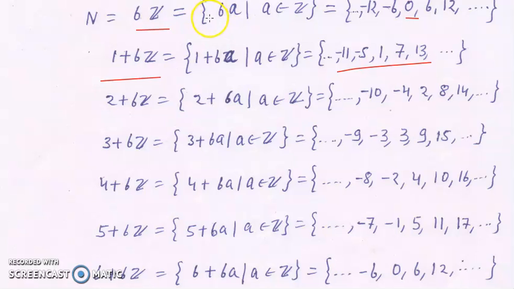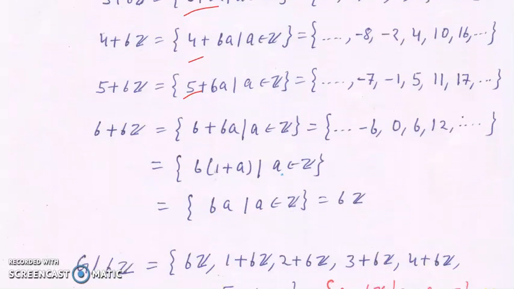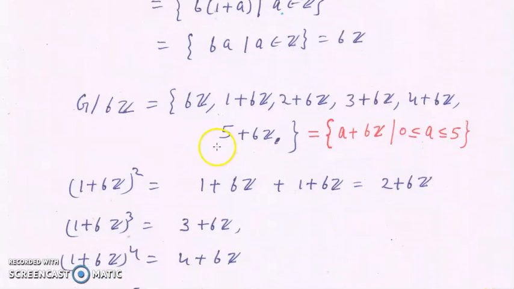All the elements with remainder 0 will be here, all the elements having remainder 1 will be here, remainder 2 will be here, remainder 3 will be here, 4 will be here, and 5 will be here. So it will cover the whole of Z, and there will not be any more cosets. So we will have 6 cosets, which are 6Z, 1 + 6Z, 2 + 6Z, 3 + 6Z, 4 + 6Z, 5 + 6Z, or in general a + 6Z, where a varies from 0 to 5.